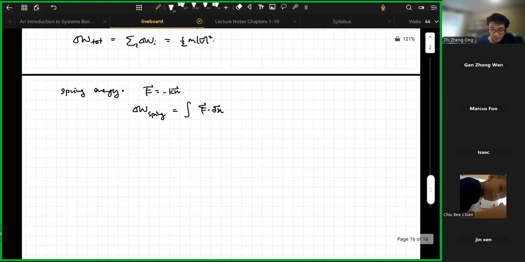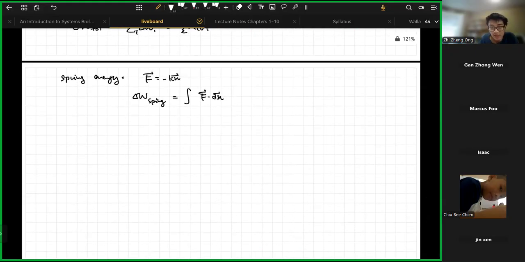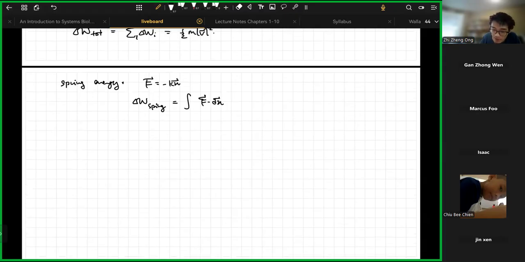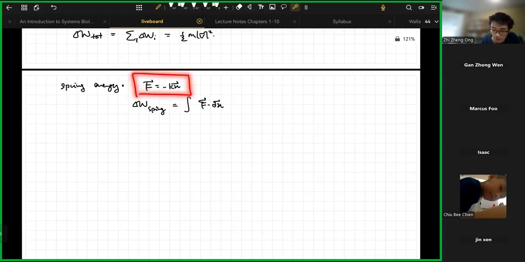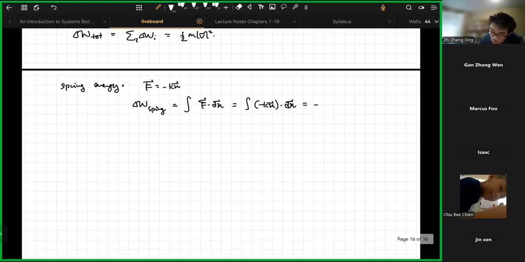In this case, when you have a spring force, you can just put it in here, but you have to be a little bit careful. This will be negative half kx squared, just integrating directly. But I just want to be cognizant of the sign convention here.